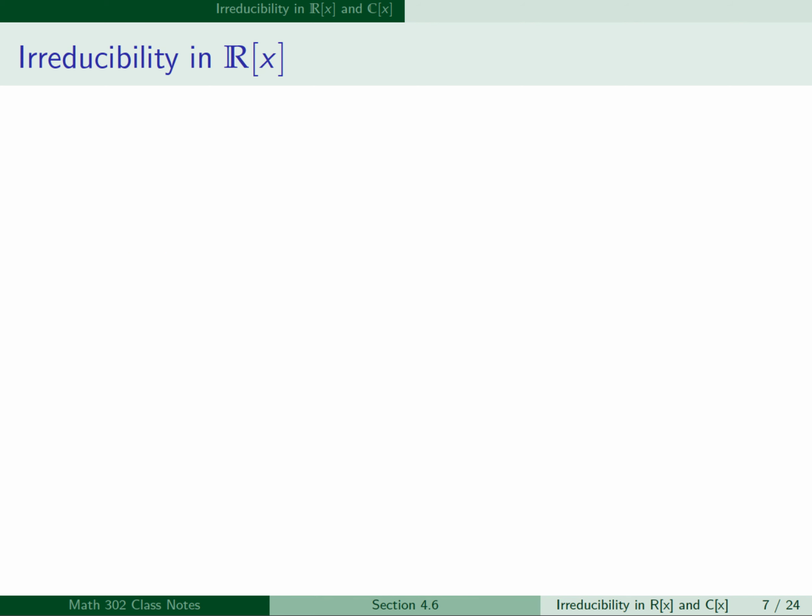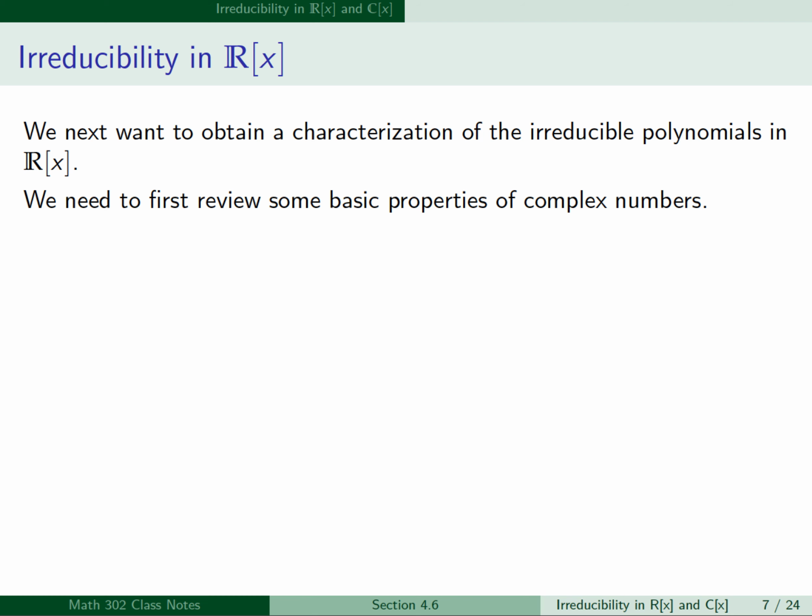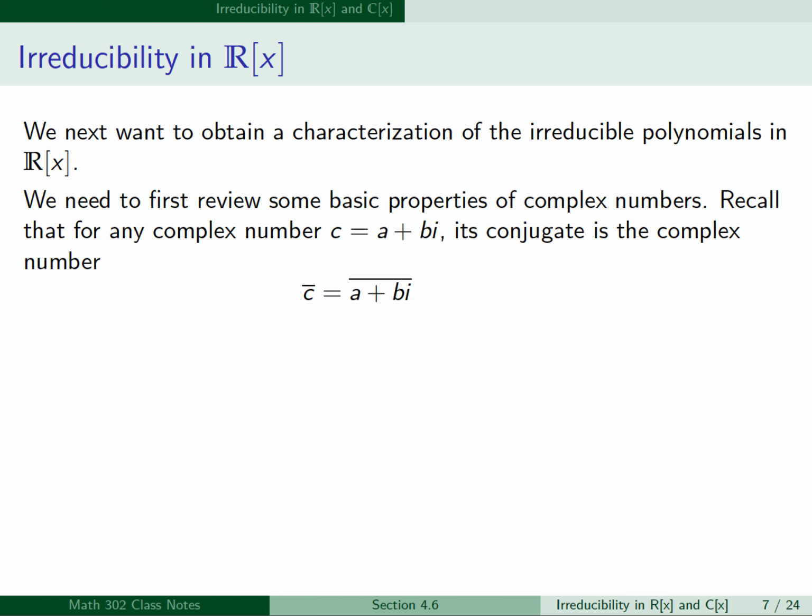Now we'll look at irreducibility in R[x]. So we want to obtain a characterization of the irreducible polynomials over the real field. We need to first review some basic properties of complex numbers. Recall that for any complex number c = a + bi, its conjugate is the complex number c bar, so the conjugate of a + bi is equal to a - bi. This is obtained by replacing i with negative i.